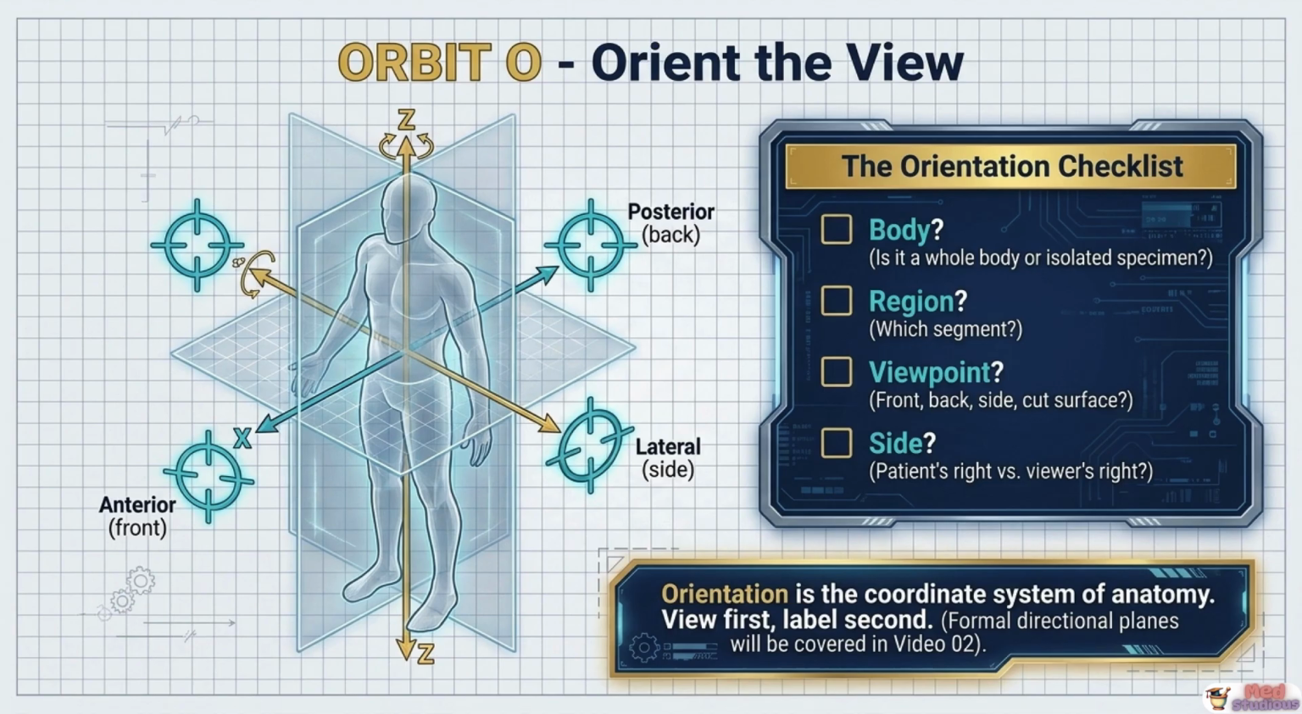In the next video, we will formally learn anatomical position, planes, axes, and directional terms. For now, keep one principle. Orientation comes before identification. Think of it like reading a map. A street name is not helpful if you do not know which way north is. In anatomy, the standard reference system lets students, radiologists, and surgeons describe the same three-dimensional body without ambiguity. Build the habit now. View first, label second.